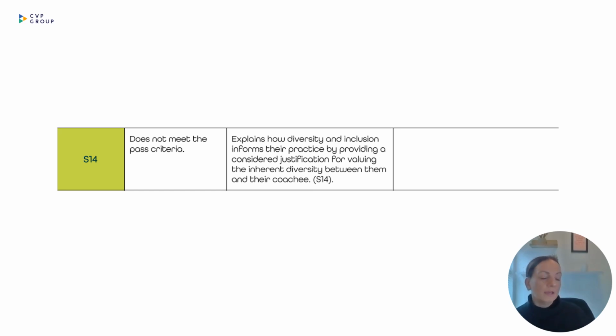S14. So S14 is about explaining how diversity and inclusion informs your practice by providing a considered justification for valuing the inherent diversity between you and your coachee. So here, you need to be able to give an example of how you make your practice diverse and inclusive. So refer to the evidence here. There are so many different ways you can do this, and your evidence will hopefully exemplify how you have done that.